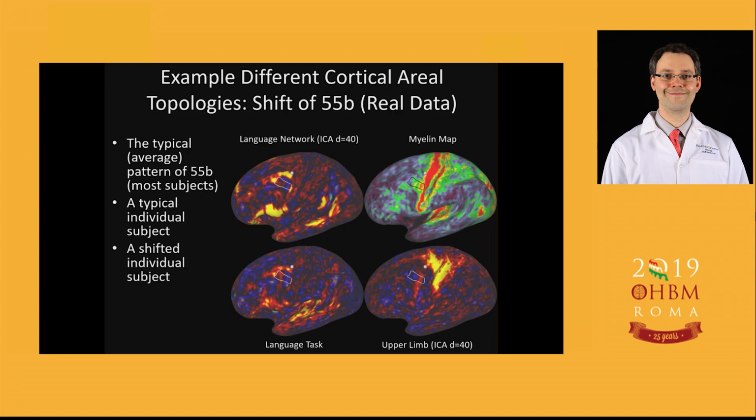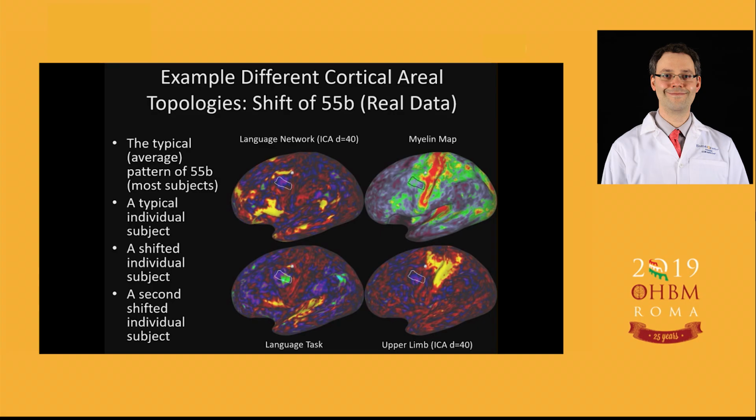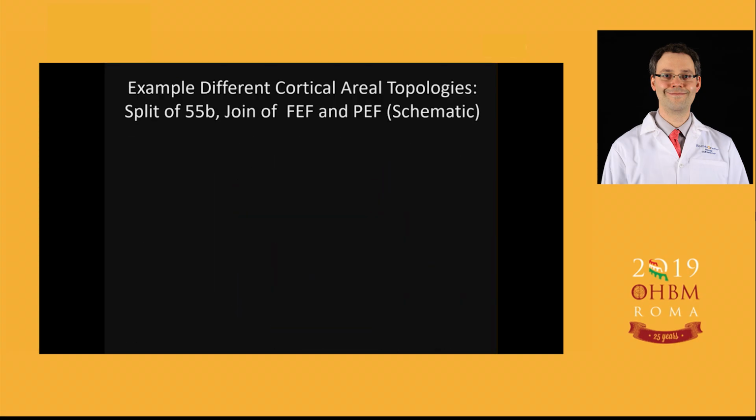But in this shifted subject, you can see that the functional connectivity and the task activity are now sort of pointing up to this white dot. There's high myelin here in the group location, and so this is an example of the shifted pattern. Here's another example of the shifted pattern. Same thing, we're sort of pointing up towards this white dot here.